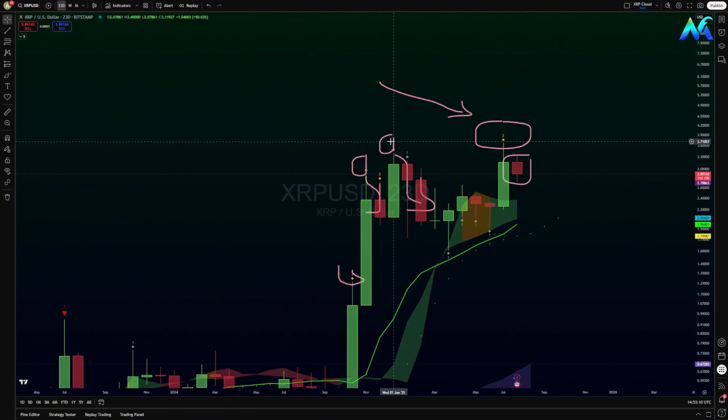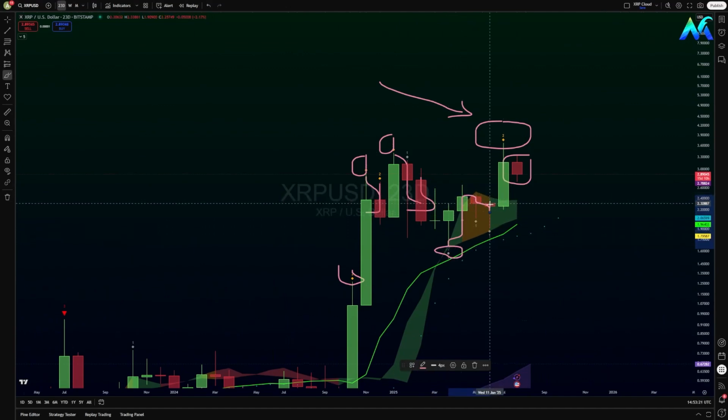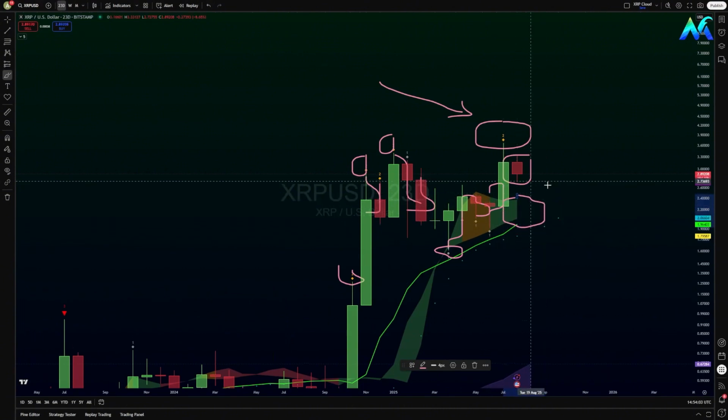So the price went up, it went down to retest the cloud just right here, you see, and we bounced from it. Then we stayed inside the cloud, but then we bounced back to the upside. Right now, the cloud is between $2.05 and $2.37. Not sure that we will reach these levels anytime soon, but we never know.